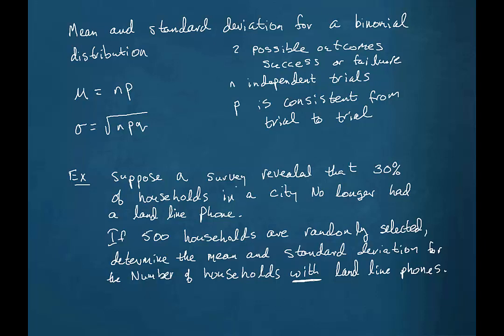landline phones. And what we're given here is that 30% of households no longer had landline phones. So we have to pay attention to what actually is a success here. This time it would be to find a house with a landline phone, and that probability then would be 0.7, 1 minus 0.3.